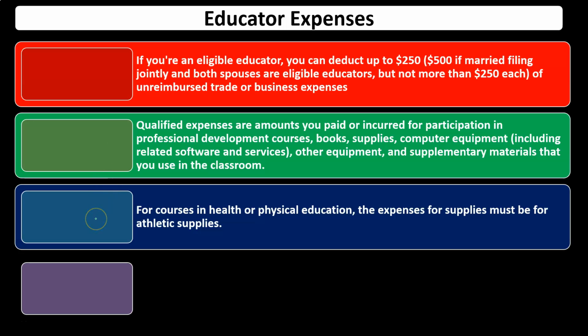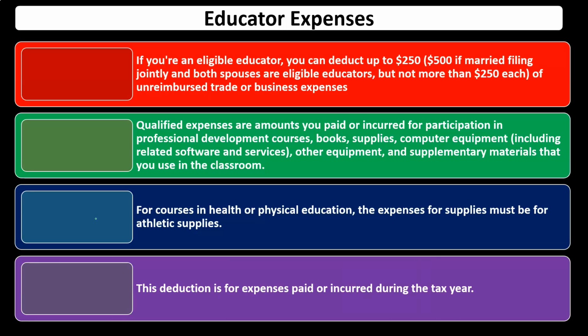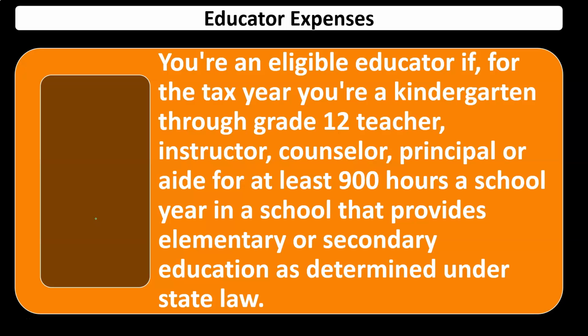But in any case, for courses in health or physical education, the expenses for supplies must be for athletic supplies, and this deduction is for expenses paid or incurred during the tax year. So obviously it's a cash basis kind of system, meaning the cash has to have gone out, they must have paid for it in the year that you want to take the deduction.